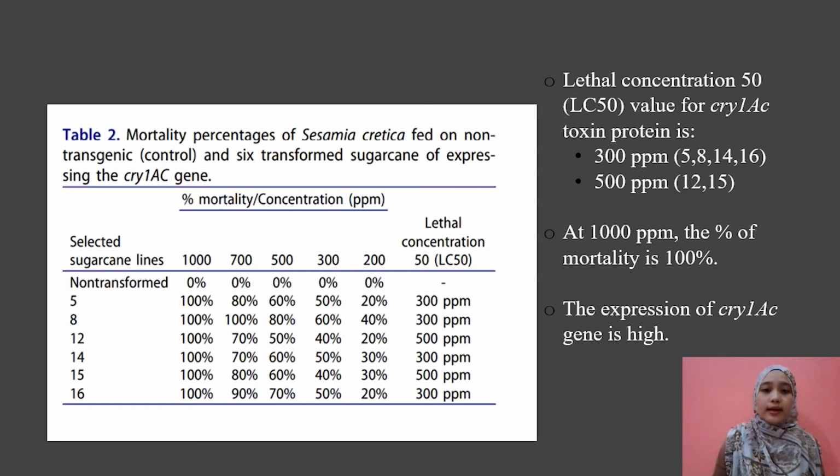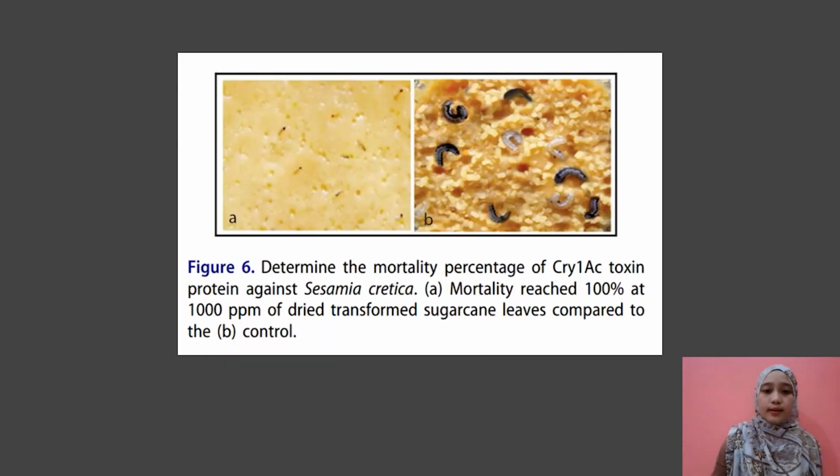Apart from that, at 1000 ppm, the percentage of mortality of the 6 transformed sugarcane lines is 100% compared to the non-transformed sugarcane. To highlight, this means that the expression of the Cry1Ac gene in the transformed sugarcane is high. Lastly, this is the comparison between the transformed sugarcane that reached 100% mortality at 1000 ppm and the non-transformed sugarcane. So that's all from me.